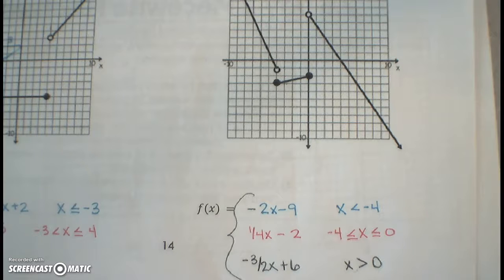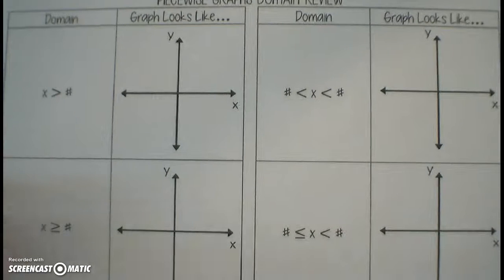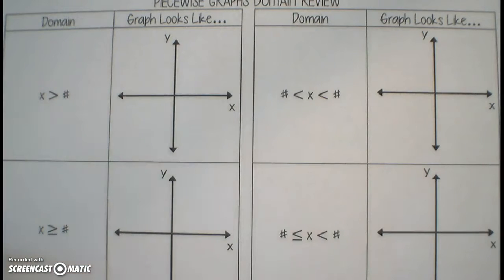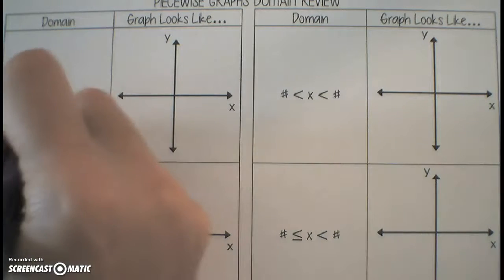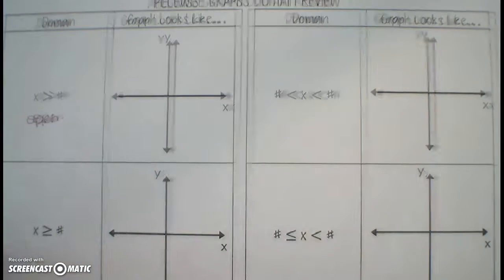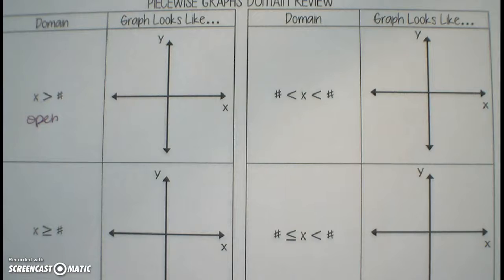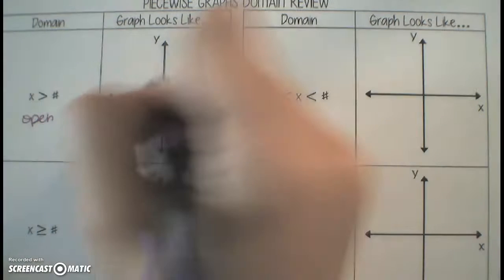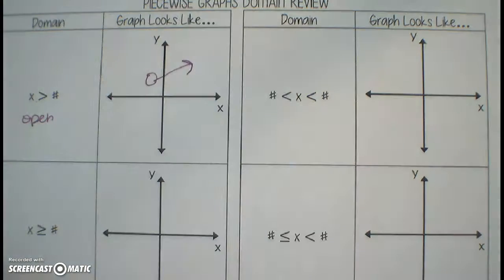All right, we're going to finish up with this last page, page 15. Now, what should the graph look like? Well, let me give you an example. For this one, if it's x greater than some number, we know it's an open circle, and we know that we're going greater. So we want to have everything that's to the right. So basically, open circle and everything that's staying to the right.